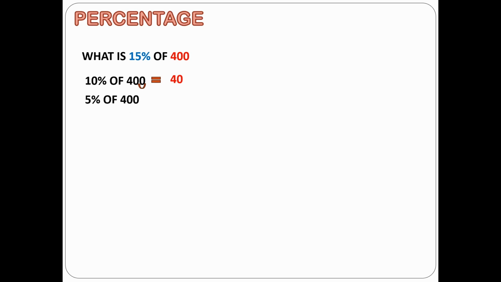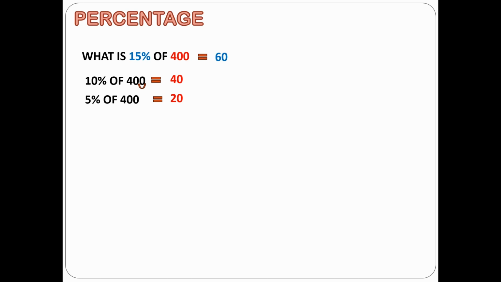Now, what is 5% of 400? 5% is half of 10%. So, what is half of 40? Half of 40 is 20. So, 5% of 400 is equal to 20. Therefore, 15% of 400 is the sum of 40 and 20, which is equal to 60.